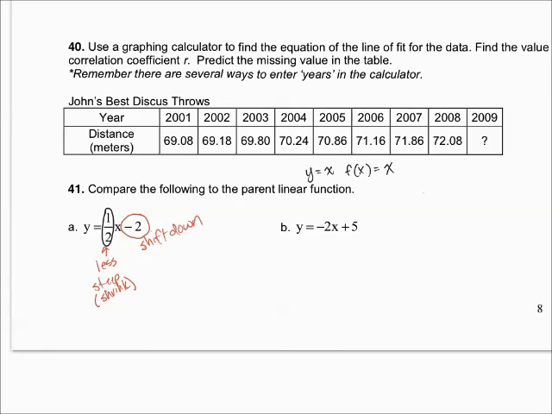And then for B, we have a negative. The negative is going to make it a reflection. Then we look at the 2 separately from the negative. Since 2 is greater than 1, which is the slope of our parent linear function, that is going to make it steeper, or a stretch. And then lastly, the +5 means that it is going to shift up 5 units on the y-axis.